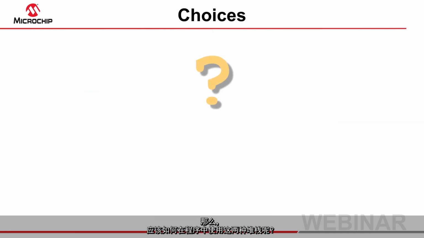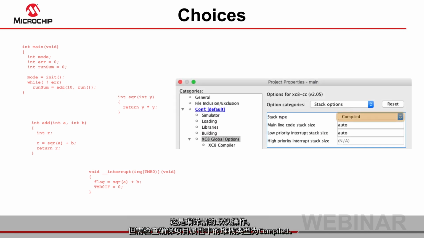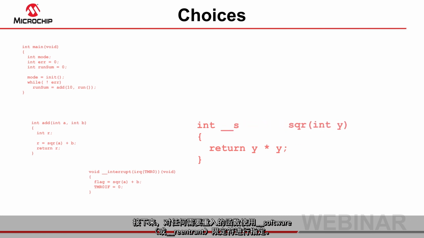So how should you use these two stacks in your program? One recommendation is to first let all functions in your program use the compiled stack, so that the code is the most efficient and you have fewer object size limitations. This is the compiler's default action, but check to make sure that the stack type indicates compiled in the project properties. Next, use the _software specifier, or its alias _reentrant, with any function that needs to be reentrant.